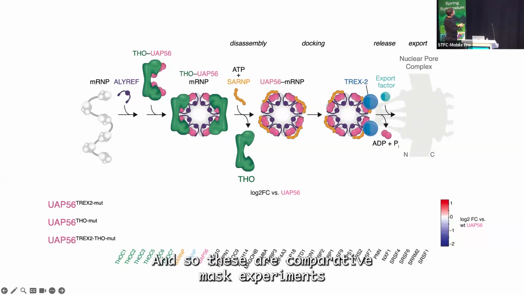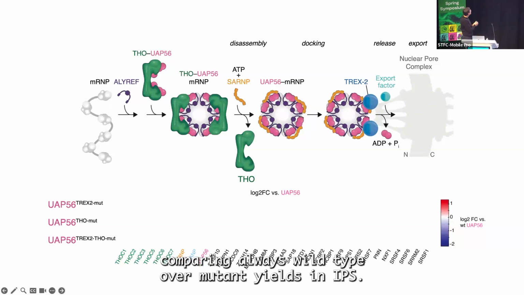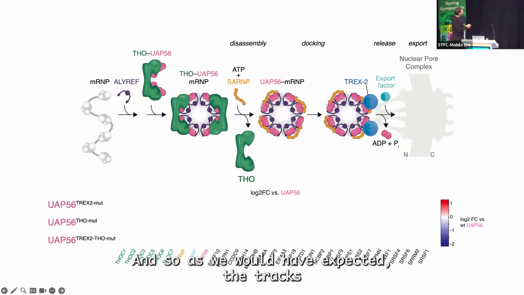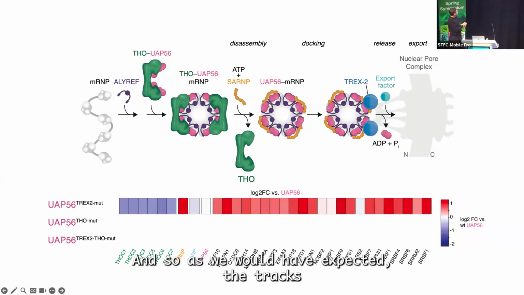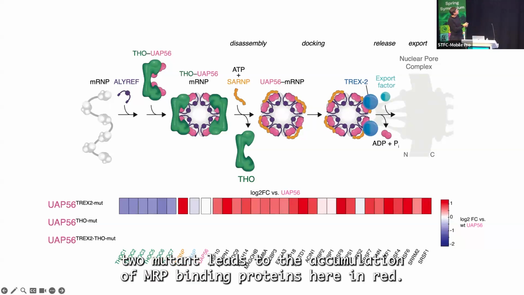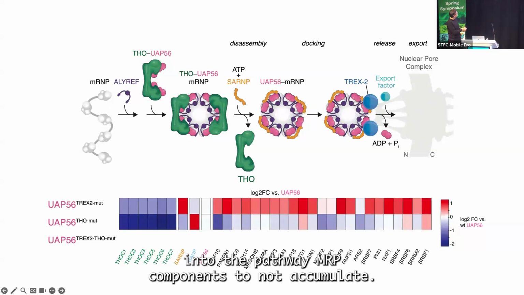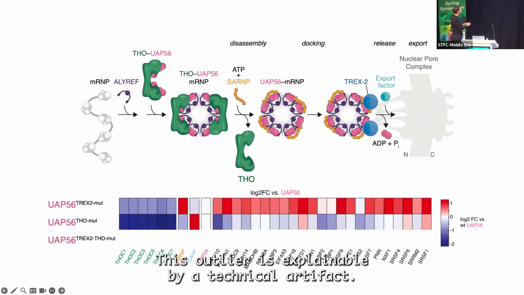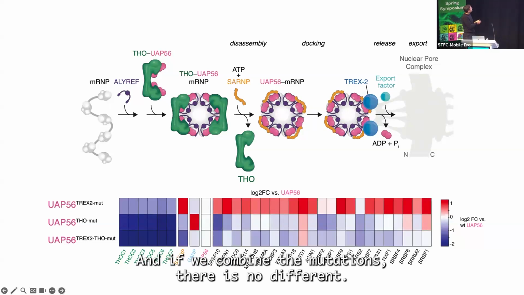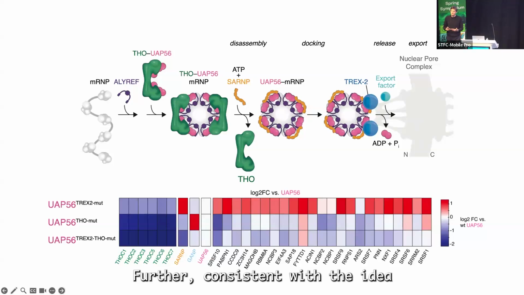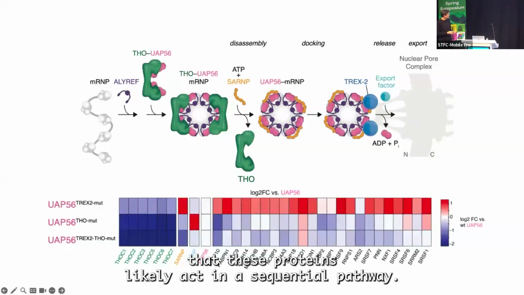And so these are comparative mass spec experiments comparing always wild type over mutant UP56 in IPs. And so as we would have expected, the TREX2 mutant leads to the accumulation of mRNA binding proteins here in red. If we prevent entry of UP56 into the pathway, mRNA components do not accumulate. This outlier is explainable by a technical artifact. And if we combine the mutations, there is no different, further consistent with the idea that these proteins likely act in a sequential pathway.